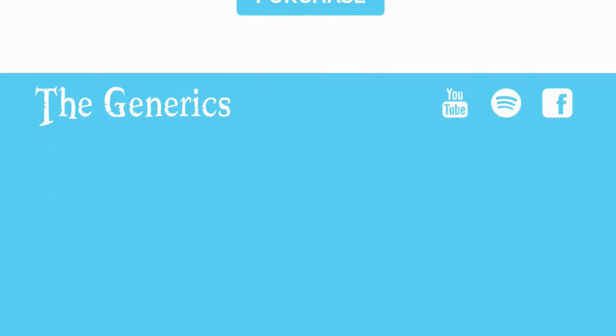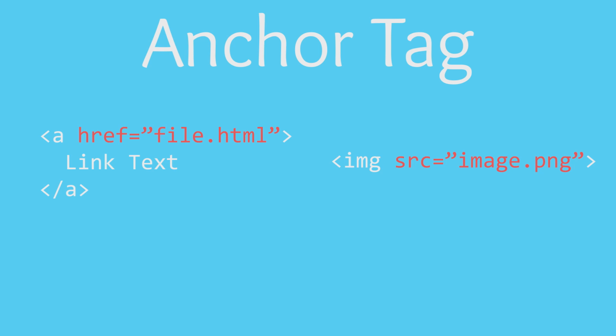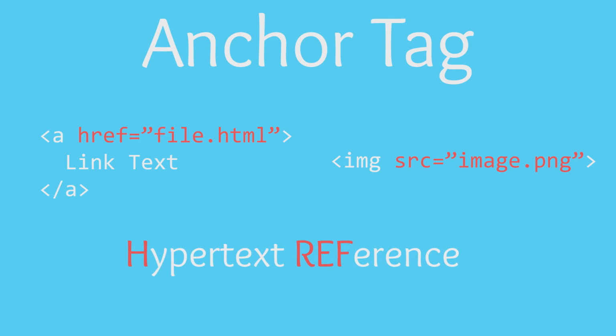Before we get started coding, we need to cover one of the most important and most common HTML elements, the anchor tag. The anchor tag, also known as the A tag, is the HTML element that allows us to add links to our web pages. The structure of the anchor tag is very similar to that of an image tag, but instead of specifying a source attribute for an image, an anchor tag uses an href attribute, which stands for hypertext reference.